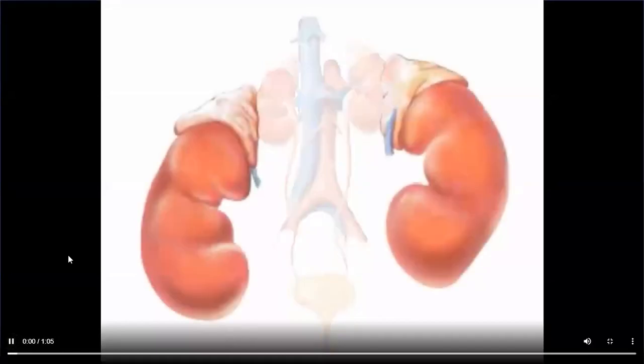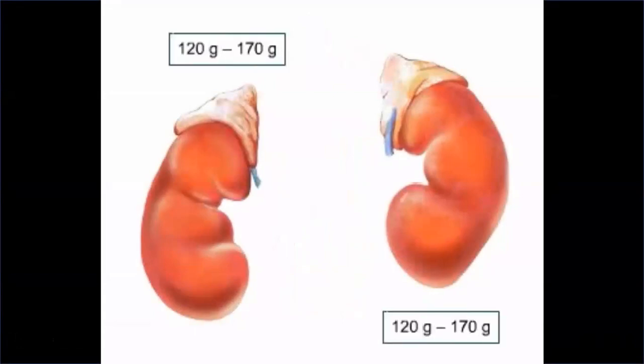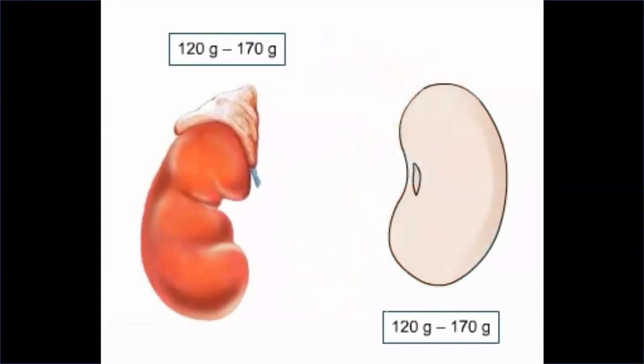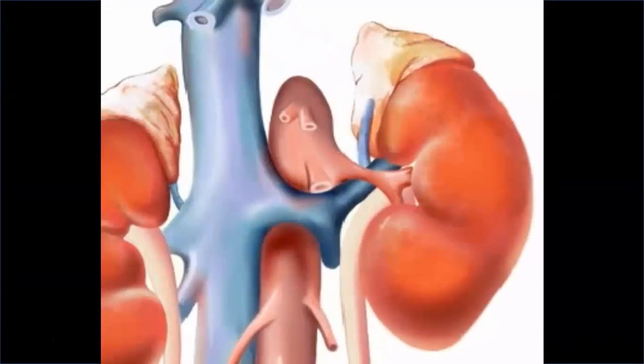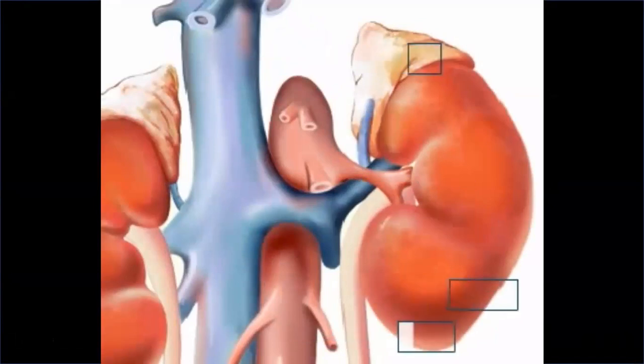The kidneys are located at the back of the abdominal cavity on either side of the spine. Each kidney weighs 120 to 170 grams on average. Normal kidneys are bean-like in shape. A depression in the middle of the kidney, the so-called renal hilus, is the site where the renal artery enters the kidney and where the renal vein and the ureter leave the kidney.